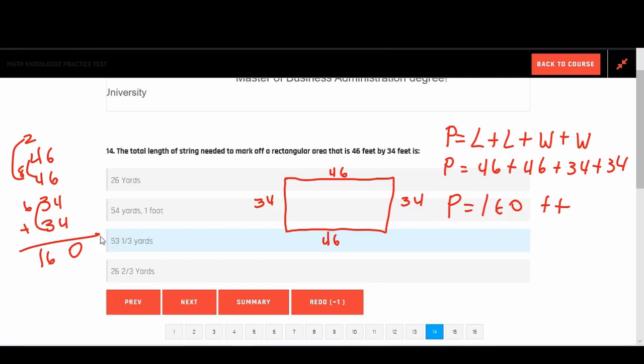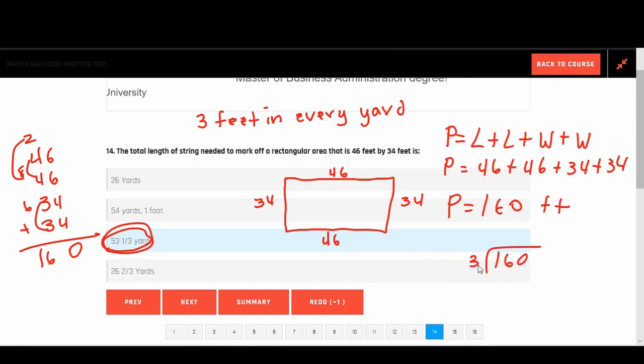That said, our answer is given in yards, so we have to convert from feet to yards, in which case we have to know that there are 3 feet in every yard. So we're going to take this 160 and divide it by 3 to find out how many yards this is equal to.